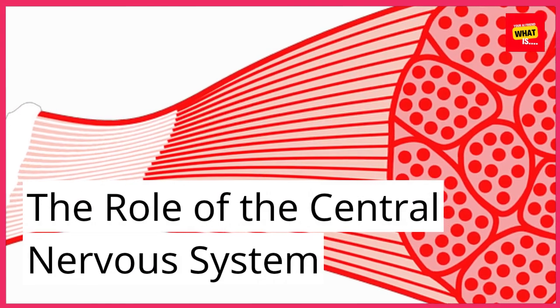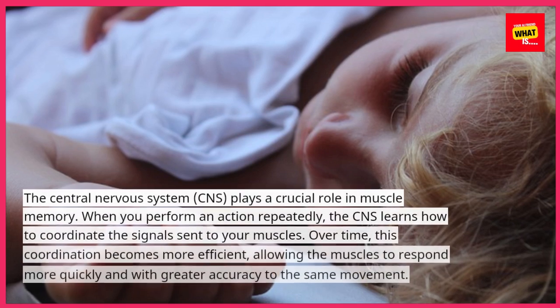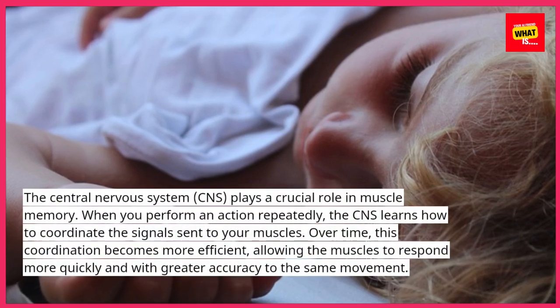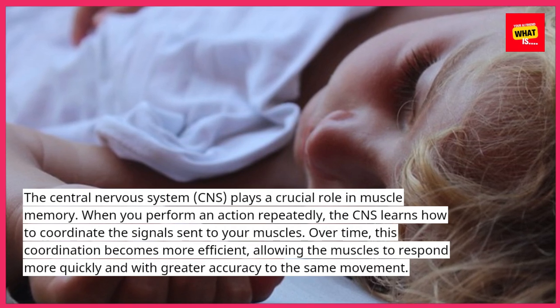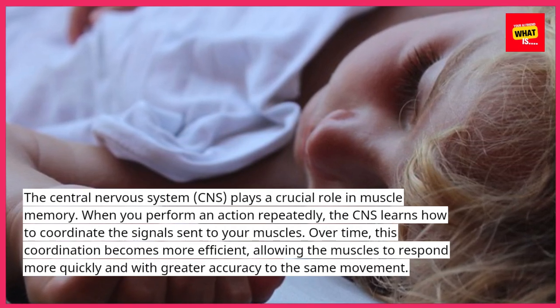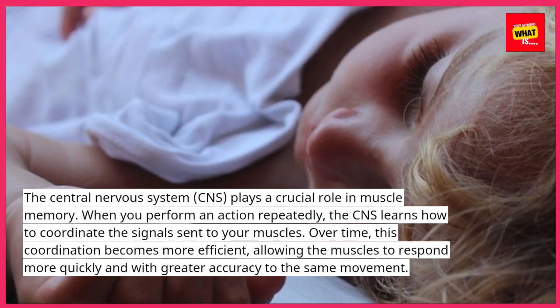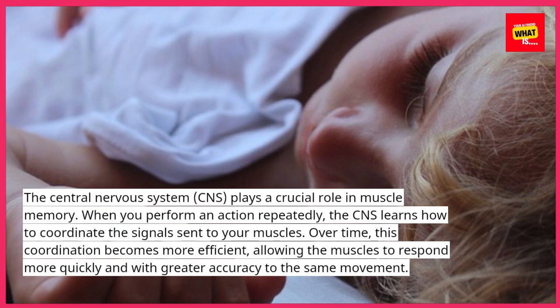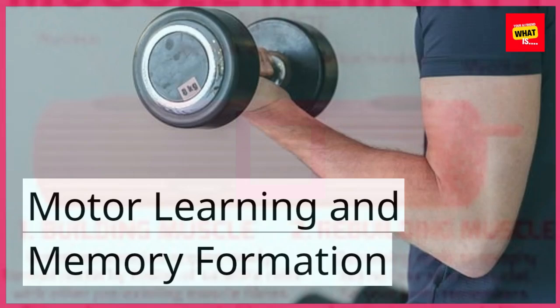The role of the central nervous system. The central nervous system, CNS, plays a crucial role in muscle memory. When you perform an action repeatedly, the CNS learns how to coordinate the signals sent to your muscles. Over time, this coordination becomes more efficient, allowing the muscles to respond more quickly and with greater accuracy to the same movement.